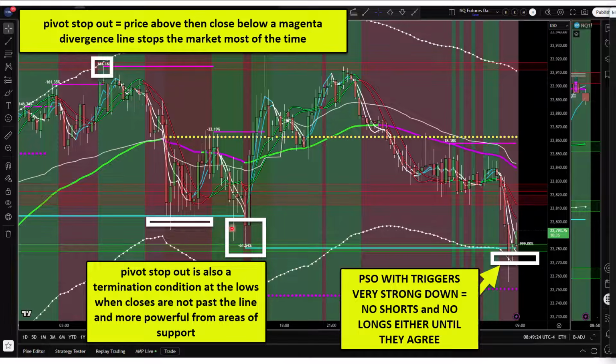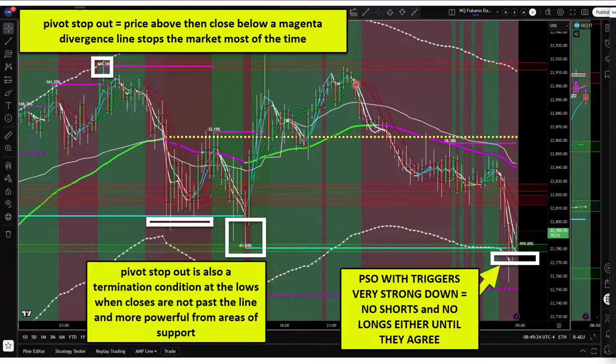Same thing in reverse. If we get to support and we're looking for long trades, we want to see the triggers, the small triggers minimum, getting going to the upside. You can see the one-to-one stop the market, which is very common. And then it retests and fails, and then back above the triggers, we're going to look for long trades, and then when we get to resistance, we'll stop.